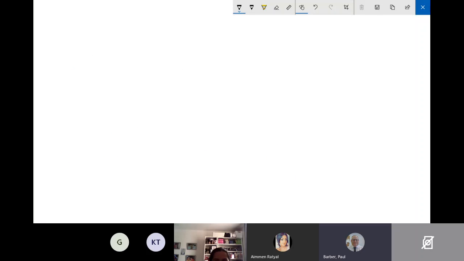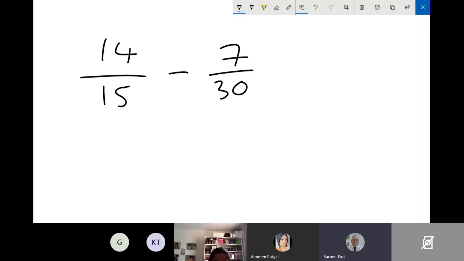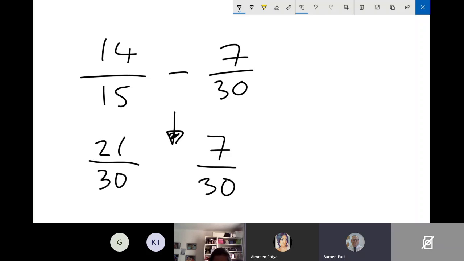Another quick example to go through. Big numbers here, but it doesn't really matter what the numbers are. If we have 14 over 15 minus 7 over 30. And again, I've not got a scenario for this, I'll just give you those numbers. Well, again, if we look, we can put both of those over 30. So we've still got 7 over 30. And we just double this one to go over 30, and double 14 is 28.